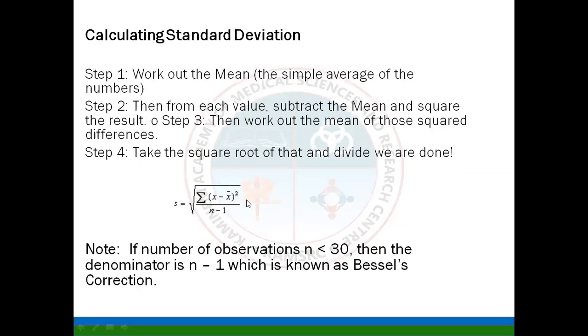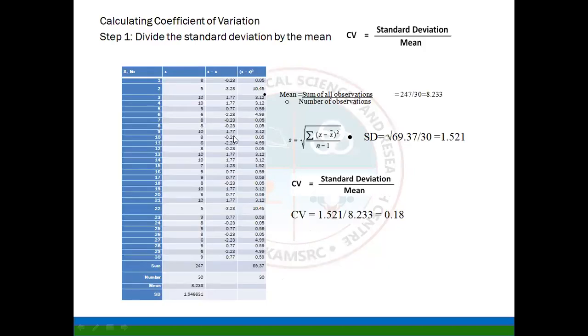So, the steps to calculate a standard deviation. The formula is this. Let's go through the steps briefly. According to the formula, we will be calculating the standard deviation. If the number of observations is less than 30, then the denominator is n minus 1, which is known as Bessel's correction. In the table, the number of observations, n, here is 30.